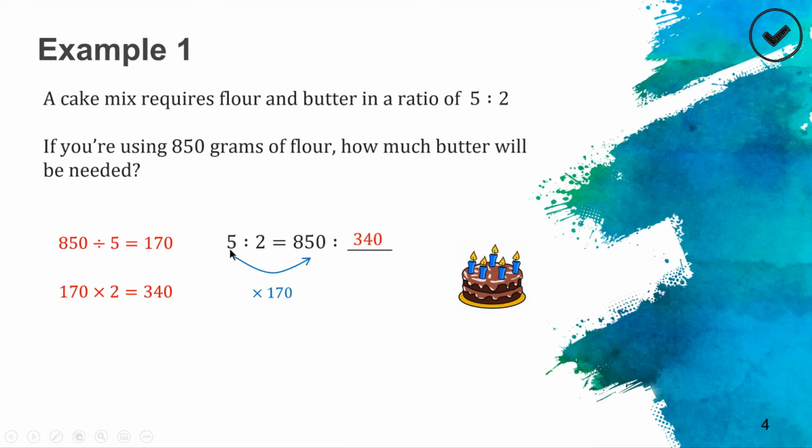Okay, so 5 times 170 is 850. We figured that out by dividing. We take that same number and multiply it to the other piece, and we get 340 as our answer. So there's our answer. If we're going to have 850 grams of flour, we need 340 grams of butter.